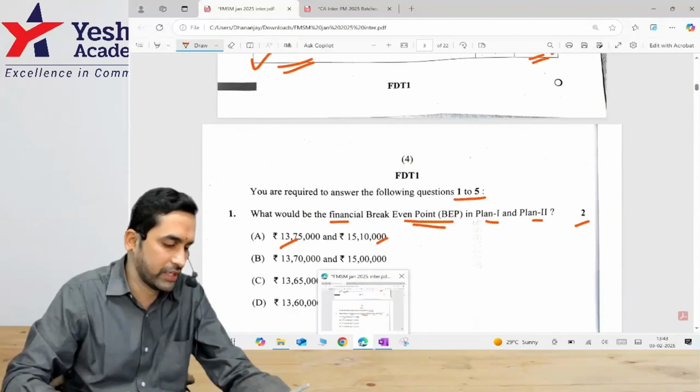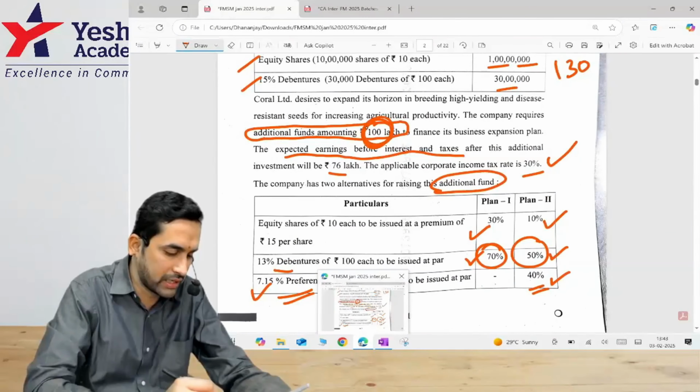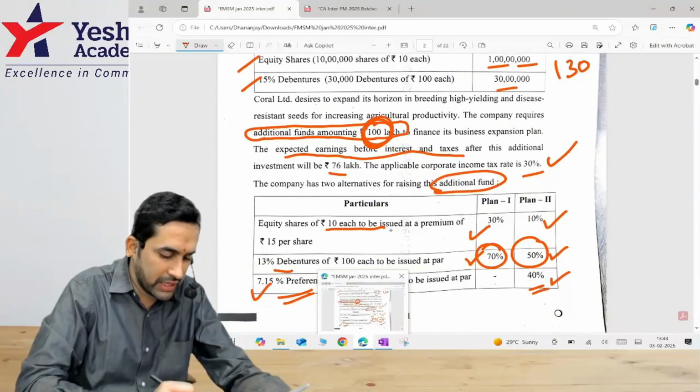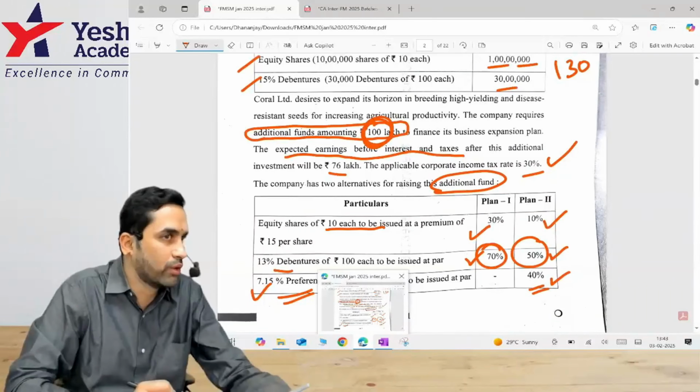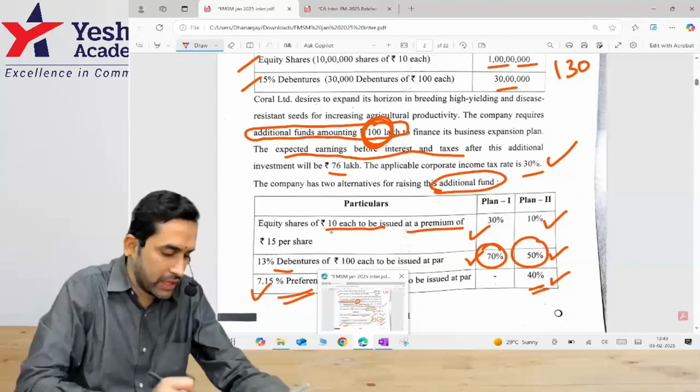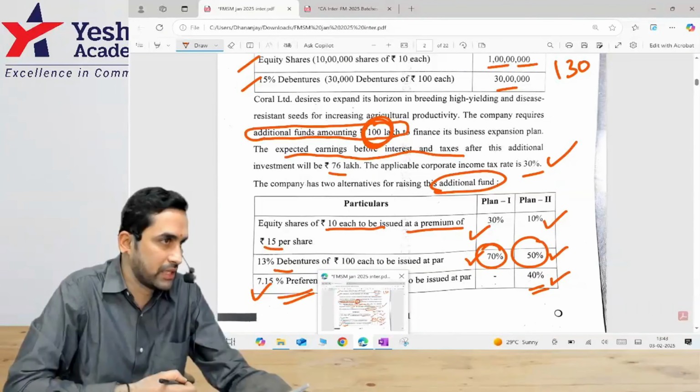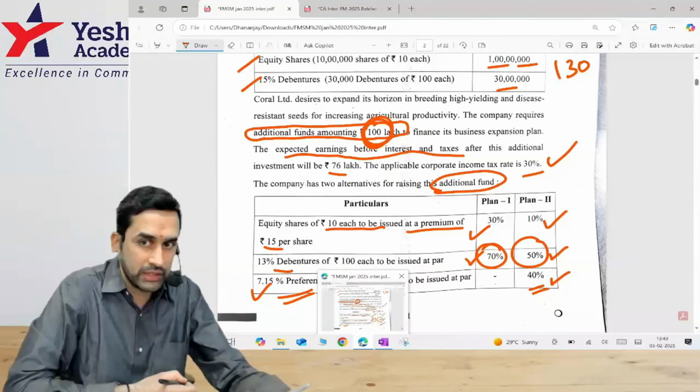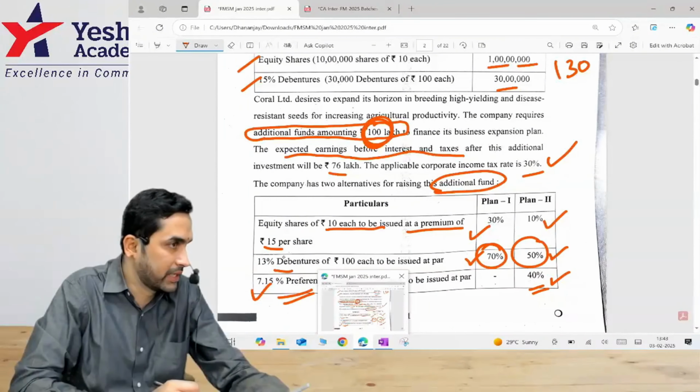How to get number of equity shares? Total fund that you want is 100 lakh. Equity share of 10 each they have already mentioned. So you'll get to know how many shares. Correct? And here issued at a premium of 15 per share. That means one share when you issue, you'll get 25 rupee. One share when you get, you won't get 10 rupee, you'll get 25 rupee.